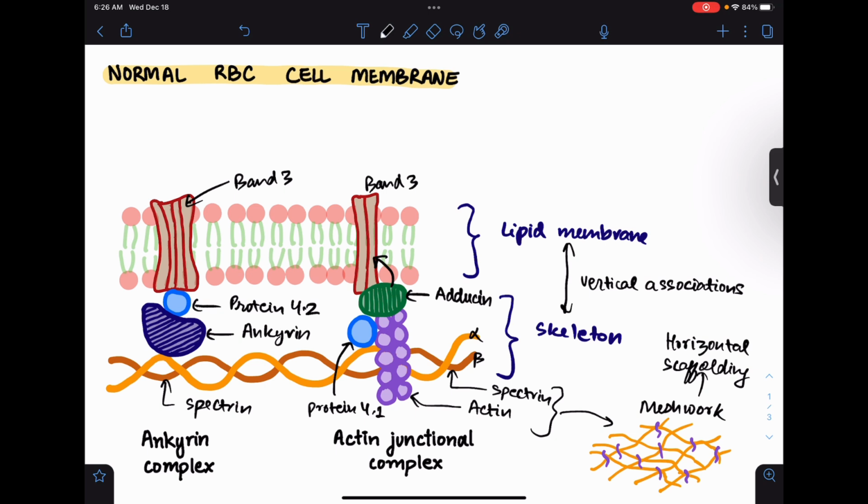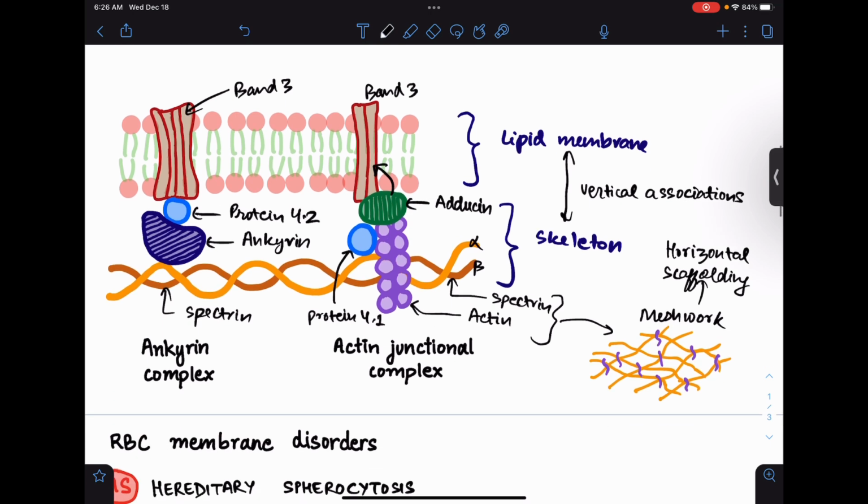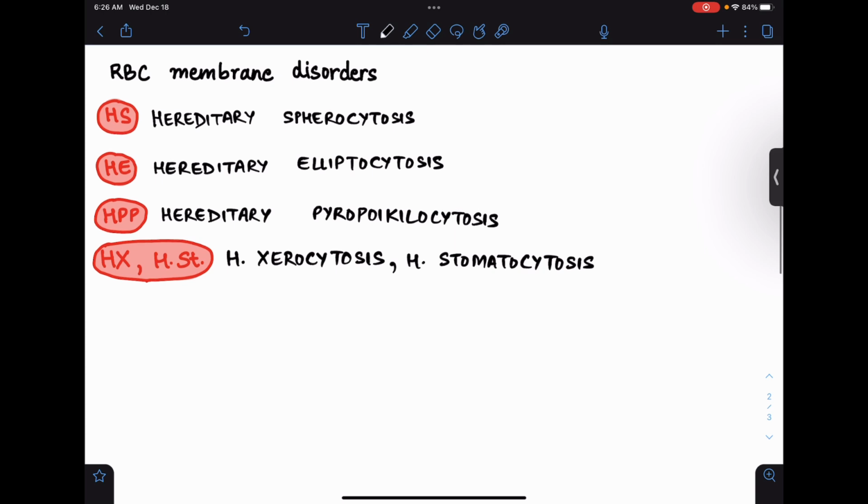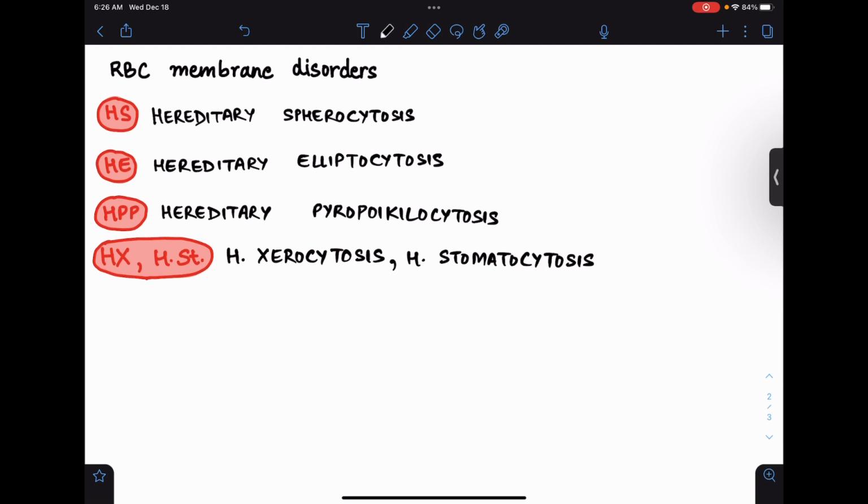Mutation in genes which encode these structural proteins cause instability of the RBC membrane cytoskeleton, making it less deformable, more prone to destruction, and hence reducing the RBC lifespan.